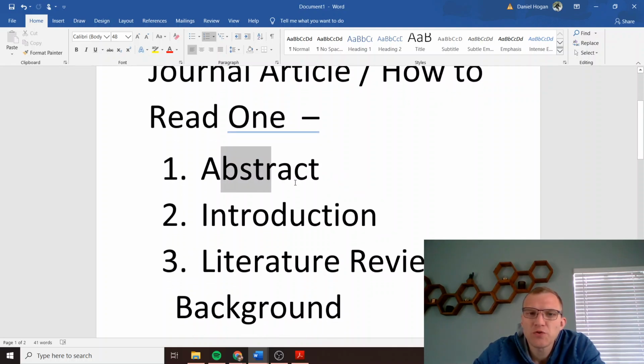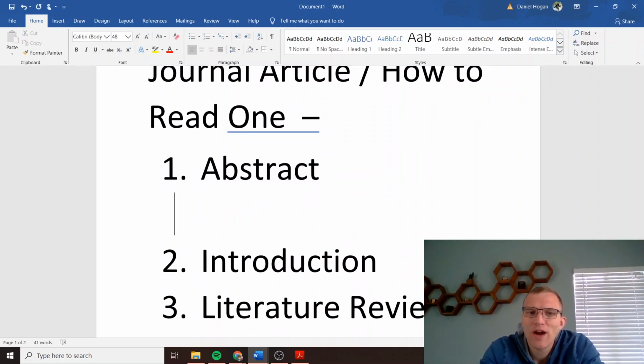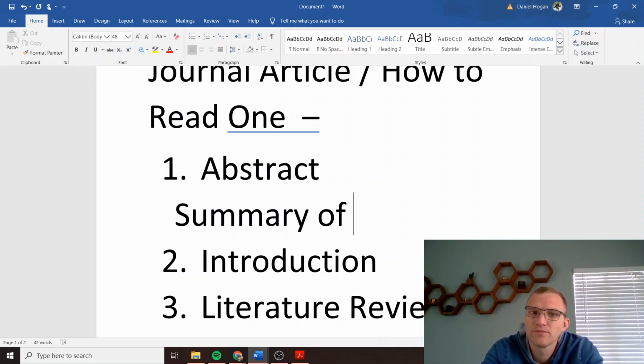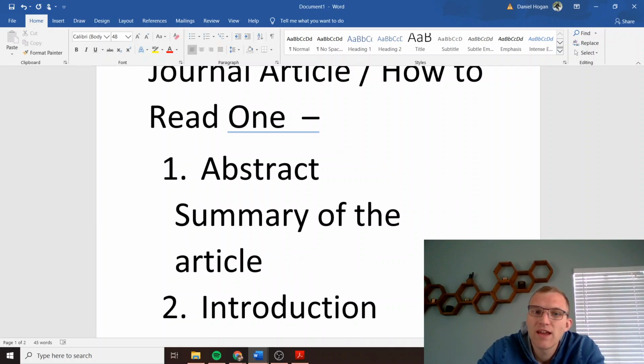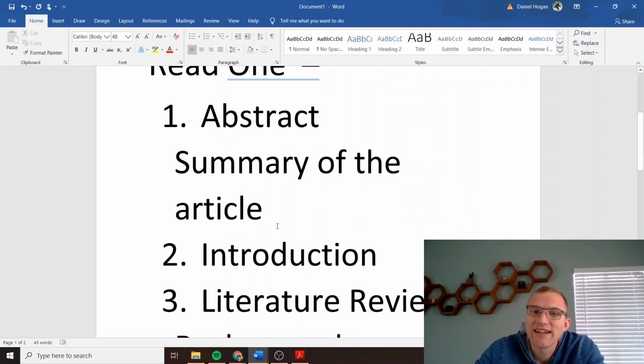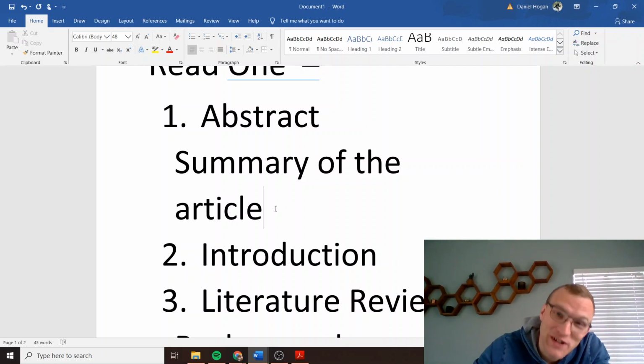So the first thing you'll see is an abstract. We talk about abstract art meaning something that's sort of out there and kind of hard to understand. That's not what an abstract is in an academic journal article. An abstract in an academic journal article is basically a summary. It is a summary of the article, and this is used to tell people what the article is about, so, to be honest, they don't have to read it if they don't need to.